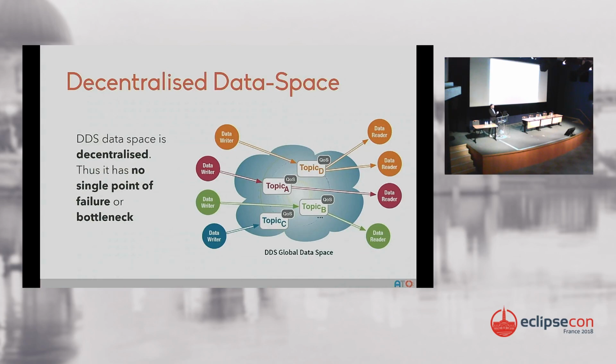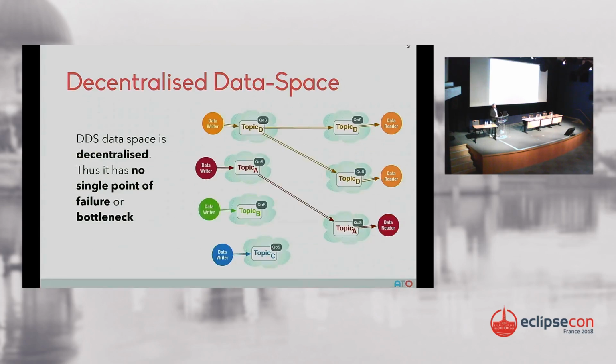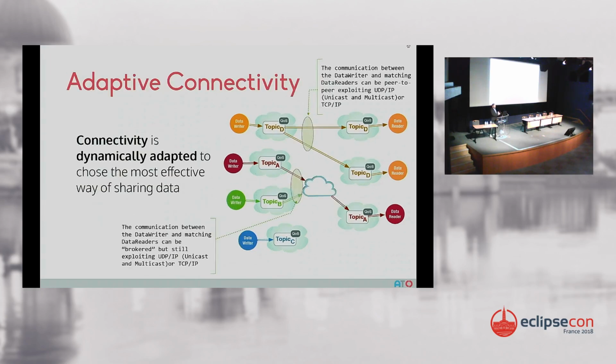Another key aspect is that this data space, that for now I draw like a unique cloud, is in fact decentralized, which brings two benefits. First of all, it avoids any single point of failure. There is no single broker or single server that, if killed, will make all the system fall apart. But it's also very good for performances because there is no bottleneck. And a third aspect is adaptive connectivity, and this is very key.